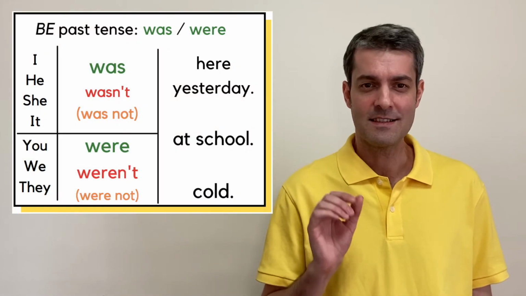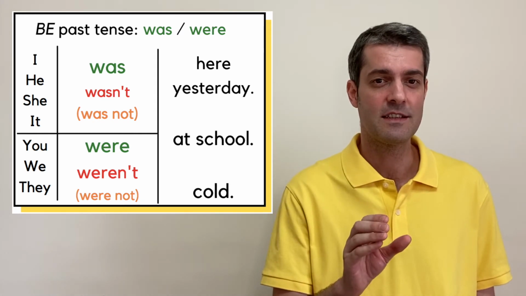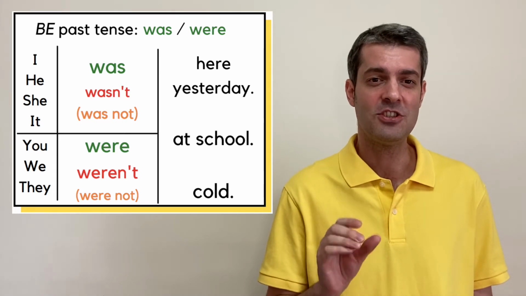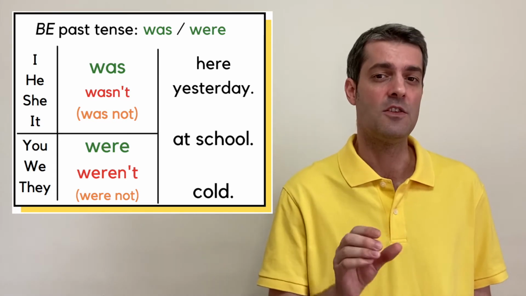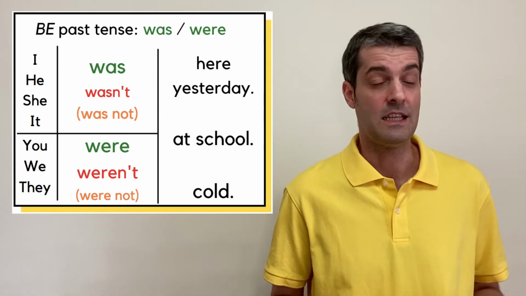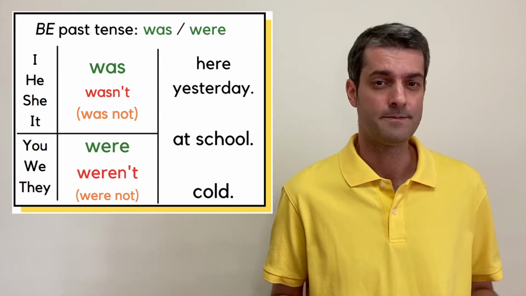We create positive sentences with was and were. We have our subject followed by our be verb was and were. I, he, she, it takes was, and you, we, they takes were. We could say, he was here yesterday, or we were at school.